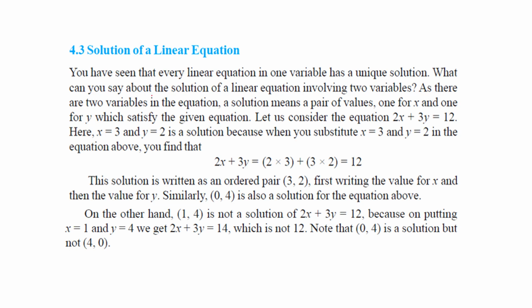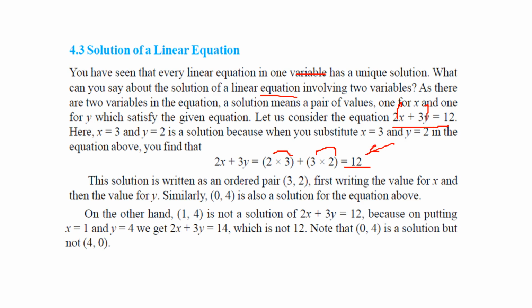Solution of linear equation. Every linear equation in one variable always has a unique solution. So can you say this about linear equations in two variables also? Are there two values which are going to uniquely satisfy some equation? Let us consider this 2x plus 3y equal to 12. If you put x equal to 3 and y equal to 2, you get 2 into 3 plus 3 into 2 equal to 12, which is giving you a proper value.